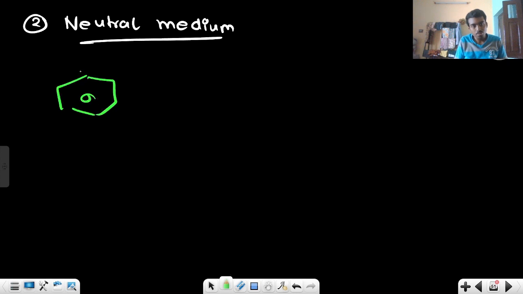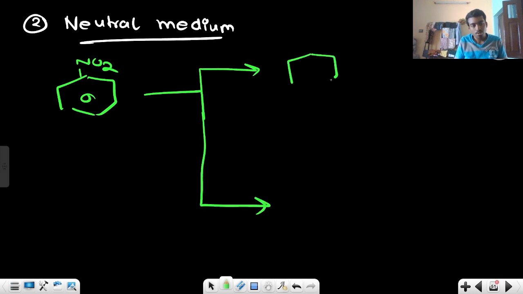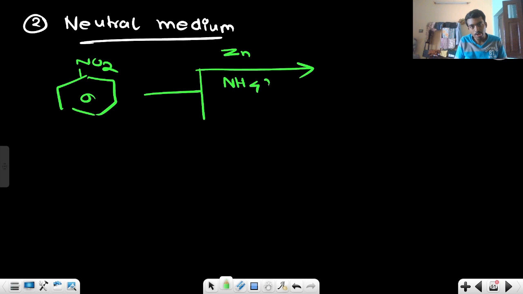Neutral medium, NO2. Two reactions I will show. So reaction 1. If I am giving zinc and ammonium chloride, then this NO2 will get partially reduced. Understand this thing. Partial reduction means one oxygen will stay and the other will go. Complete reduction means both the oxygens disappear and hydrogen enters in their place. Here, one oxygen will stay and the hydrogen will enter.